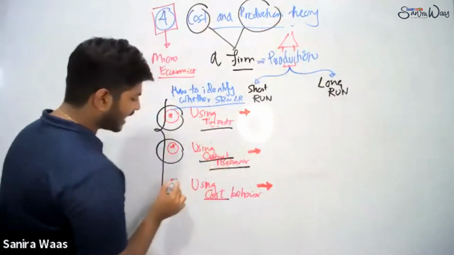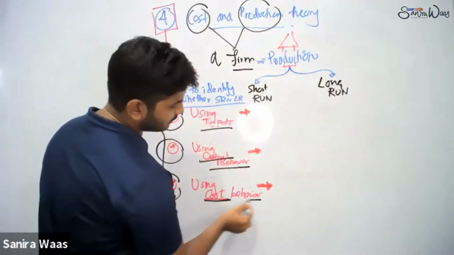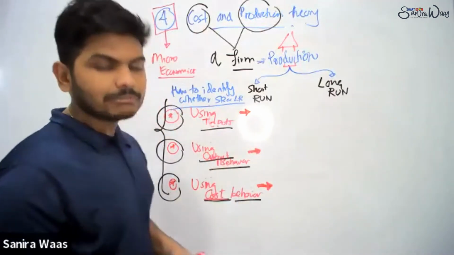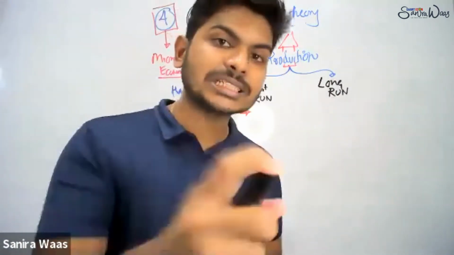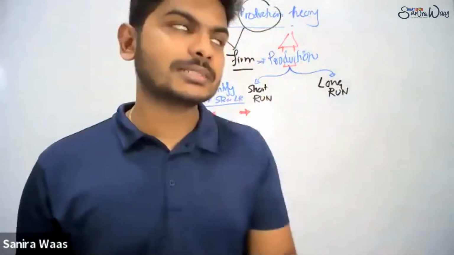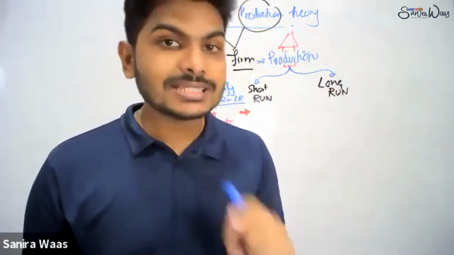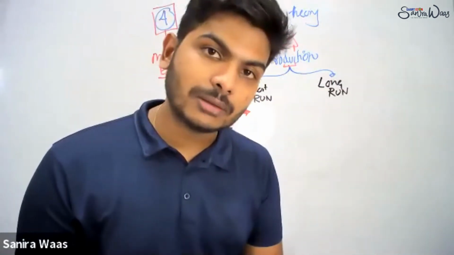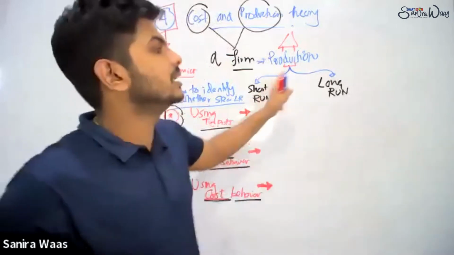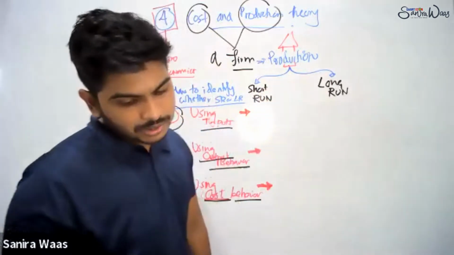Like that. And the last one is how your cost would behave. Right? These are the three main ways or three main aspects an economist or else anyone can assess whether this is a short run production process or else a long run production process. Right? I hope it's clear.